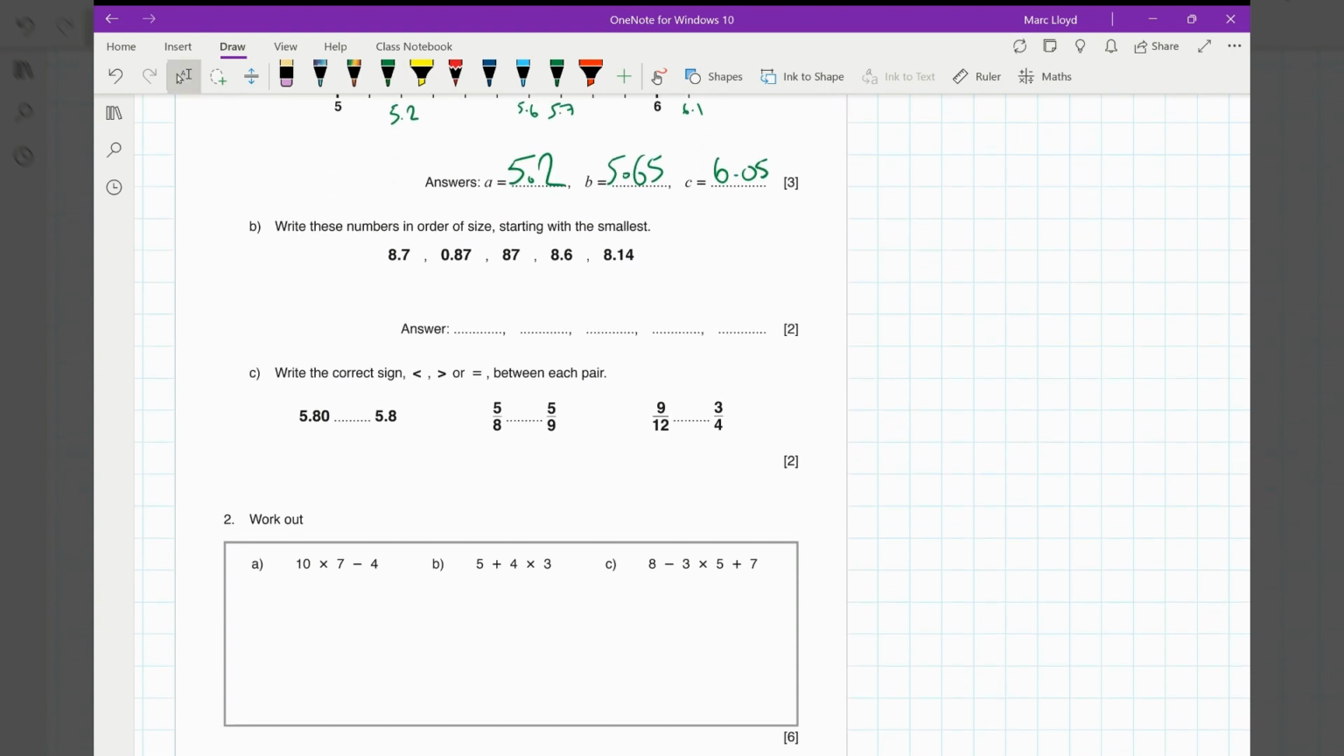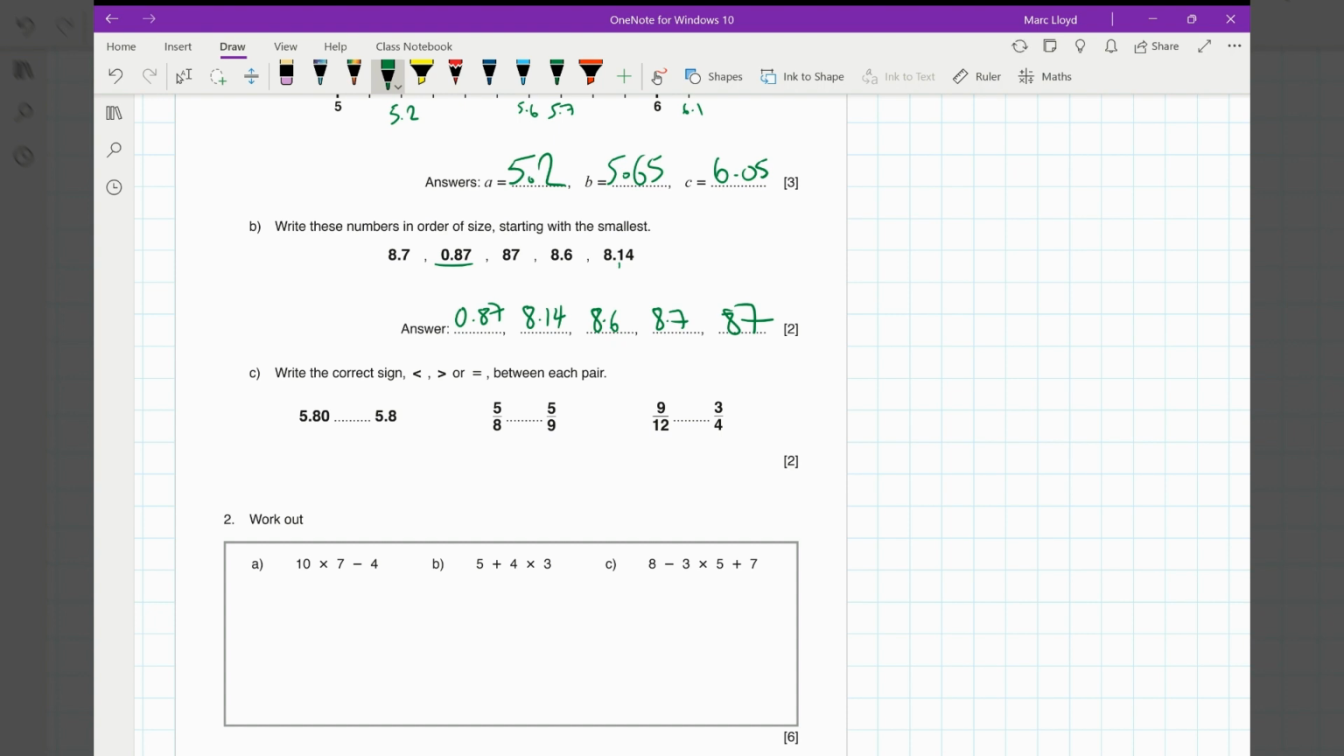Write these numbers in order of size, starting with the smallest. So our smallest number, because there is nothing in the units column, is 0.87. Then we've got 3 numbers. They've got 8 in the units column, but in the tenths column, the 1 makes that one the smallest. We've got 8.6, followed by 8.7. And then our biggest number is 87. That's the only one that's above 10.